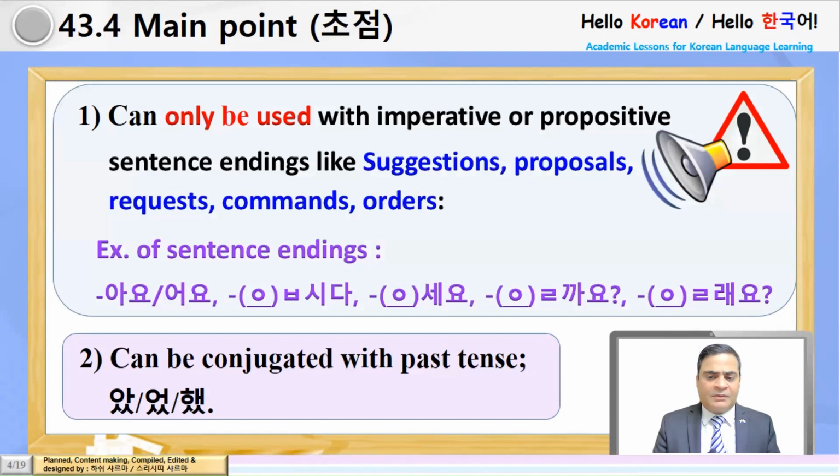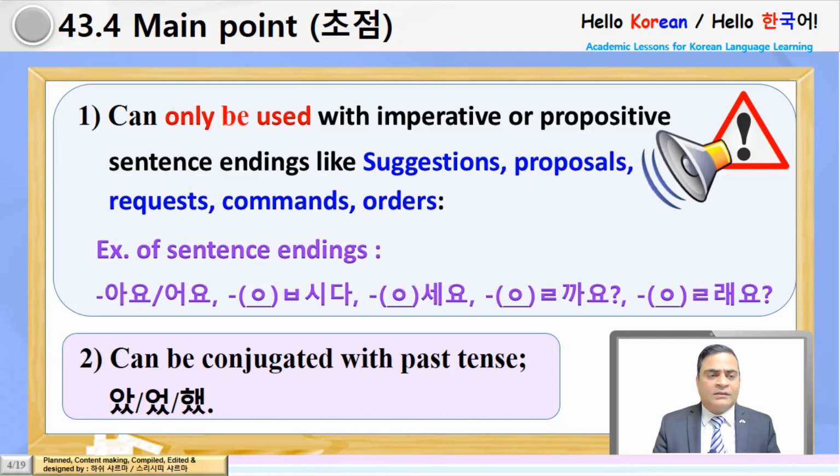this is the main point of this grammar. As you already know, we have completed one more grammar to express the reason, that is -아서/어서. This is the second one. And there will be a few more to express the reason in the Korean language. So, whenever we are learning these grammars, there are always some main points, some restrictions.